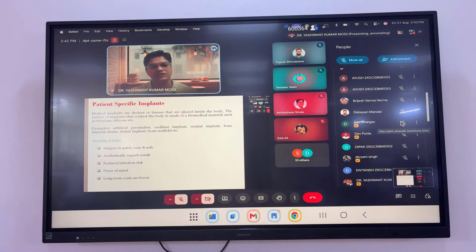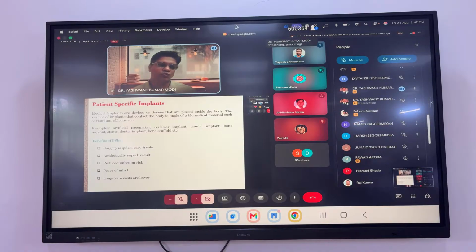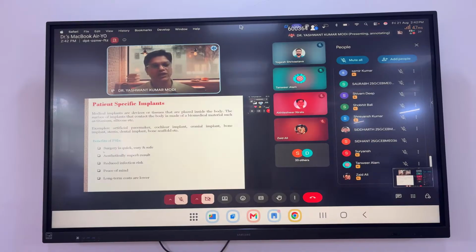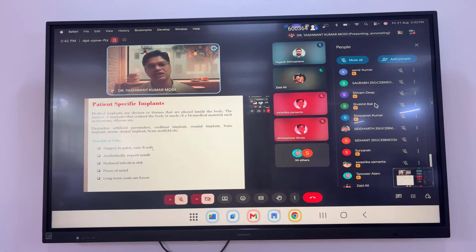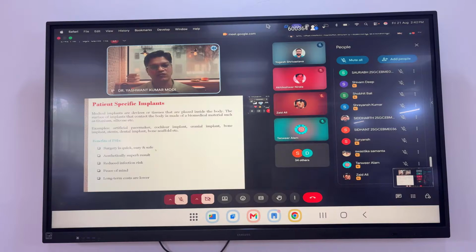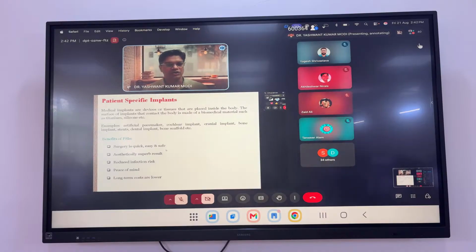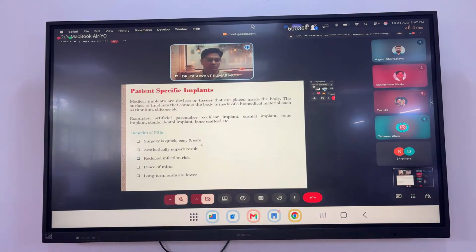So that it can be fixed during the operation exactly as they want. So they create patient specific implants so they can very easily fit that inside the human body without any problem. Means they don't need to perform any kind of cutting or any type of modification while the patient is on the operation table. So everything is known to them in advance. So it is very quick, easy, and safe.